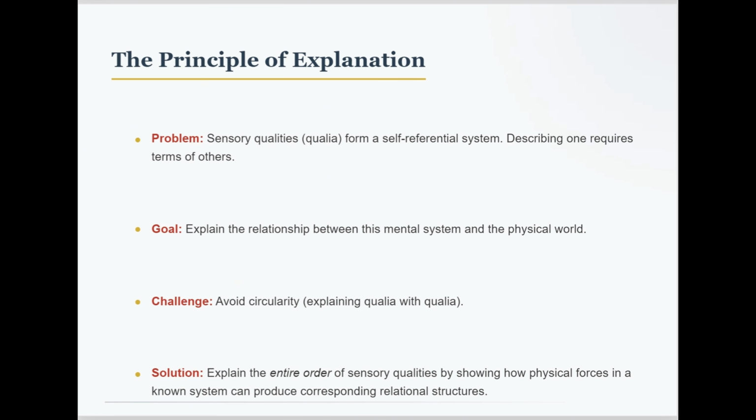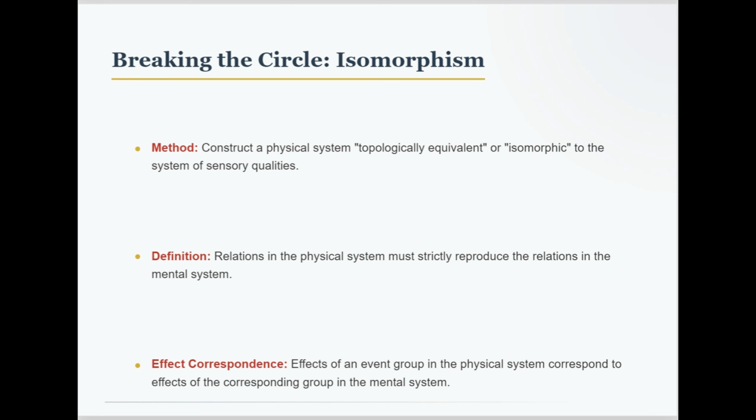Our big question is, how do we break this loop? How do we connect this internal world of feelings and perceptions to the external physical world out there? The trick isn't just explaining one sensation, but the whole system, the entire structure of relationships between them. We need to show that some known physical system can generate a similar relational structure. How do we actually do this?